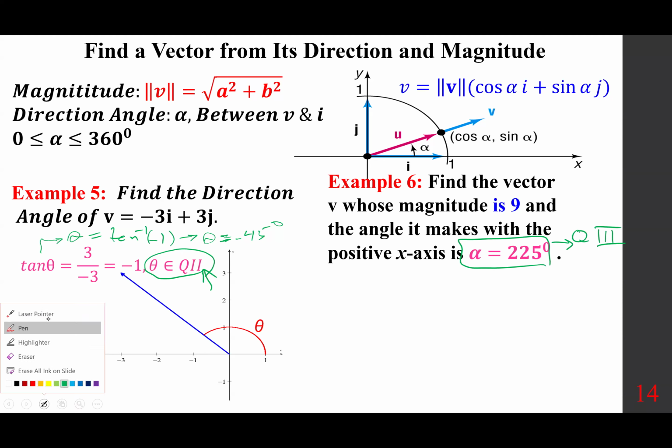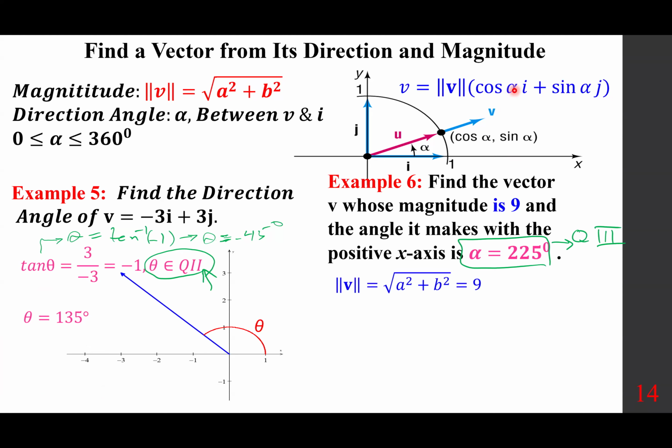Quadrant 3. So we're going to put it here, and alpha is replaced with 225 degrees. So the magnitude is given as 9. V, which is AI plus BJ, where A, according to this, is 9 cosine.